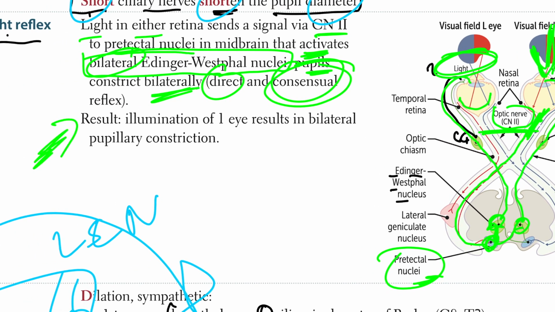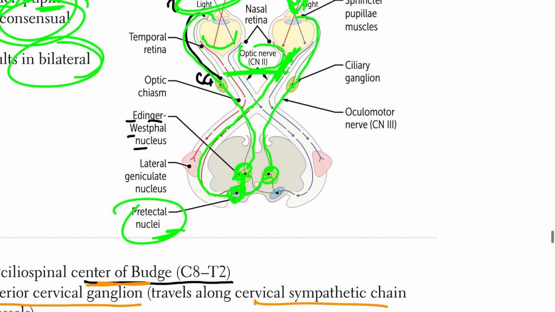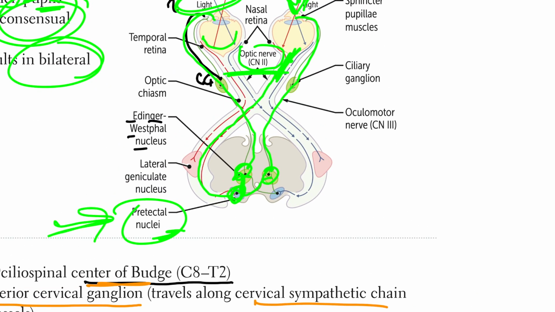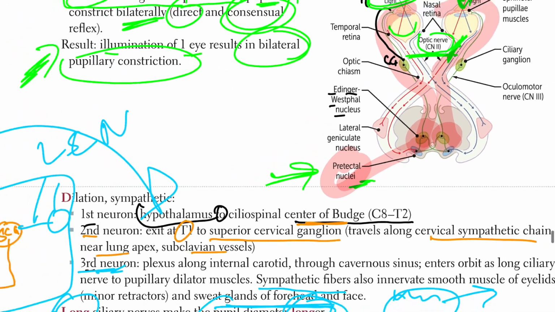Okay, what is the result of this light reflex? Illumination of one eye results in bilateral pupillary constriction, right? Simple, right? And this is normal, like pupil light reflex, normal reflex. You shine the light in one eye, both of the eyes will constrict. Why? Because pretectal nuclei, this guy innervates both sides of the Edinger Westphal nucleus, and those will cause constriction. Simple. Now we will talk about defects.